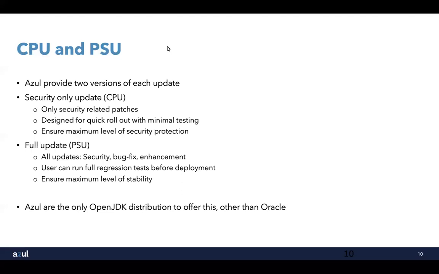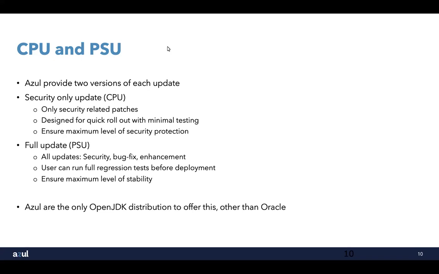The idea of having the security-only update is that if you're concerned about security and you want to roll out changes to maintain that level of security to its highest level as quickly as possible, then you use the CPU because it's going to have the minimum set of changes and therefore the minimal potential impact on stability of your applications. The reason for that is if we look at the other update, the PSU, which is the full update, that contains those security changes plus everything else, all the bug fixes, any performance improvements, things like that. And that will run into 200, 300, even 400 changes. So there's a lot more changes in the full update than there are in the critical patch update, the security-only update. That means that there's a lot more potential for changes in that update to impact on the stability of your applications.